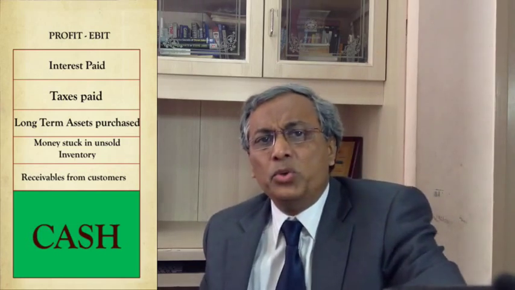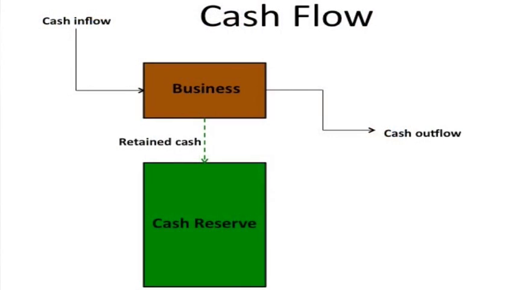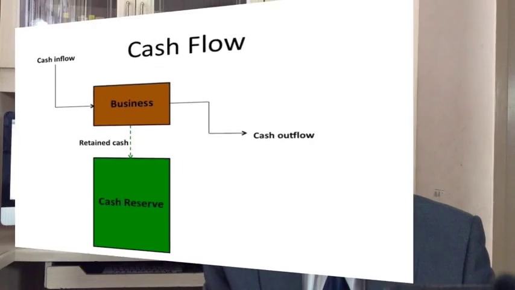Now, in addition to understanding cash, you also need to understand the concept of cash flow. Cash flows into a company and cash flows out of a company. And what is left between the inflow and the outflow is the cash that is retained, and that stays in the company as cash reserves. So this is the basic concept of a cash flow statement. Let's understand cash flows. How does cash increase in business and how does cash decrease in business? And what is the relationship between profit and cash?